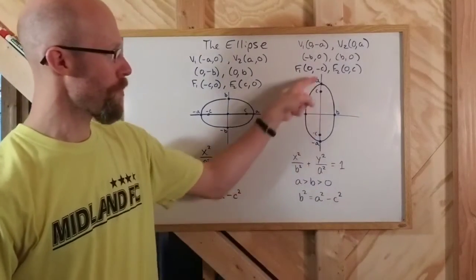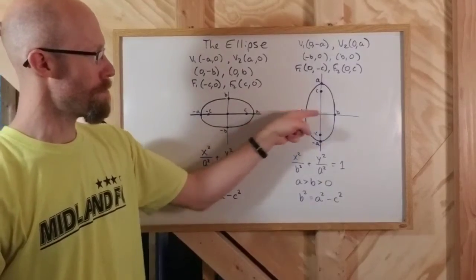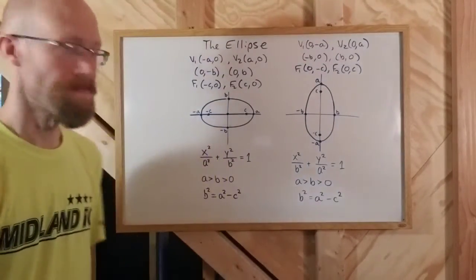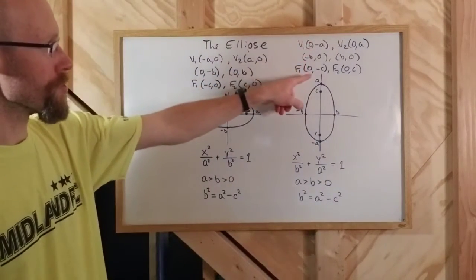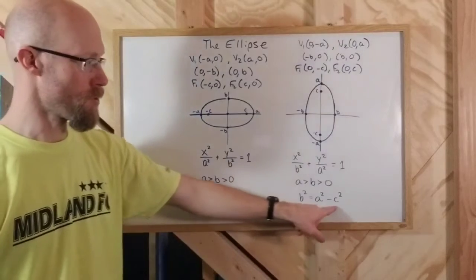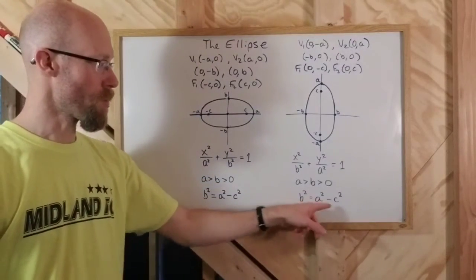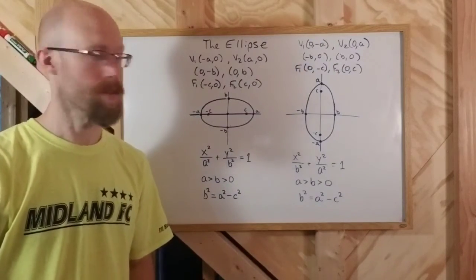Okay. So the foci and the vertices are in the Y coordinate. The minor axis points are in the X coordinate. That makes sense. Okay? And still, the relationship between those three values can be found using this difference of squares. So a squared minus c squared equals b squared. And that'll work for every ellipse.